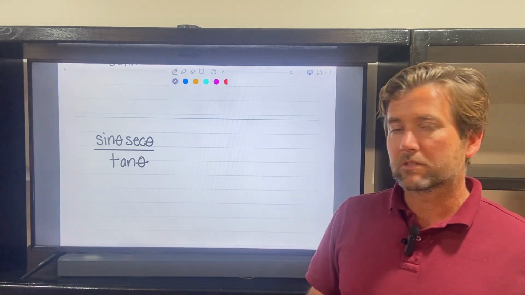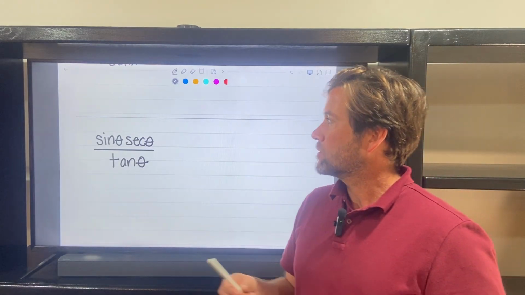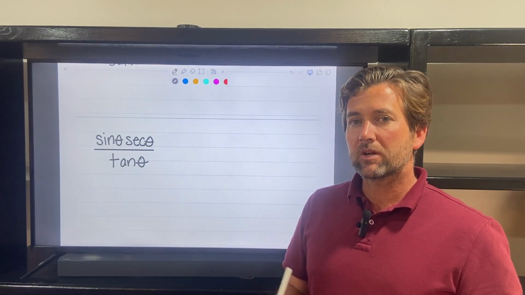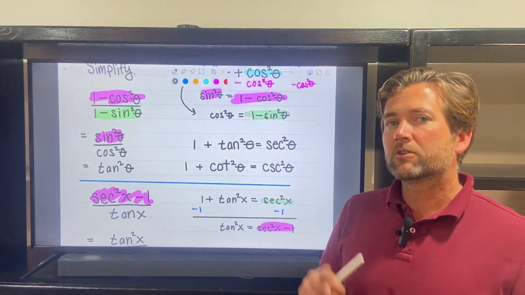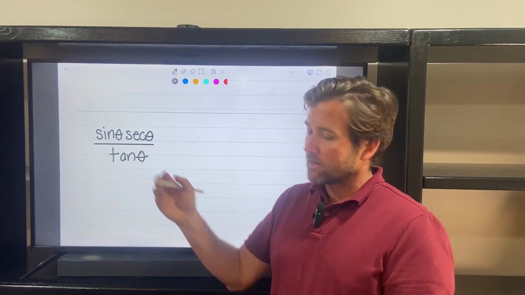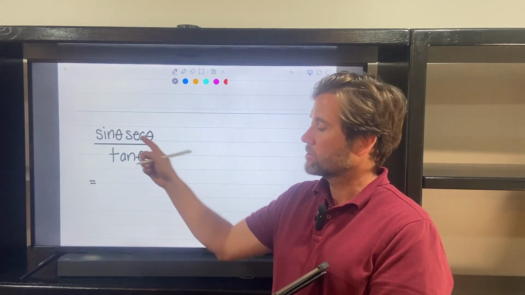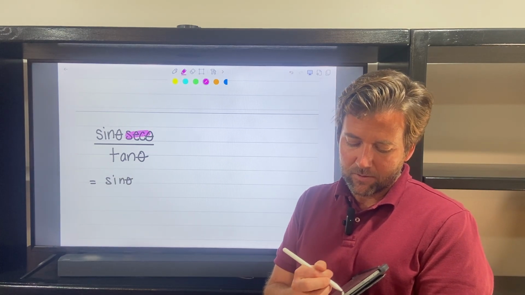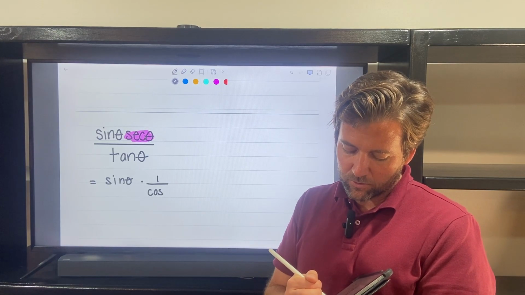Another example here, if you want to pause the video, give this a shot. All right, so I see sine of theta and secant of theta, and right now I do not see any trig functions squared. So I'm not going to go back up to these Pythagorean identities here. Only when I see a trig function squared will I be considering those. Now, sine of theta times secant of theta. I know that secant of theta is the reciprocal of cosine. So I can rewrite this as times 1 over cosine of theta.